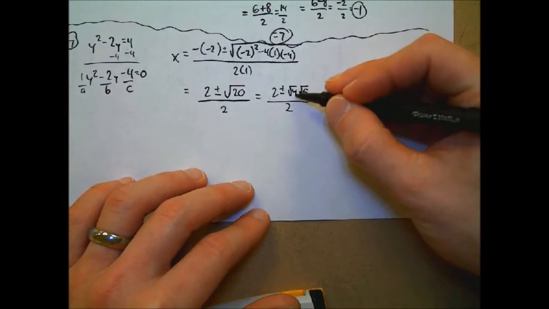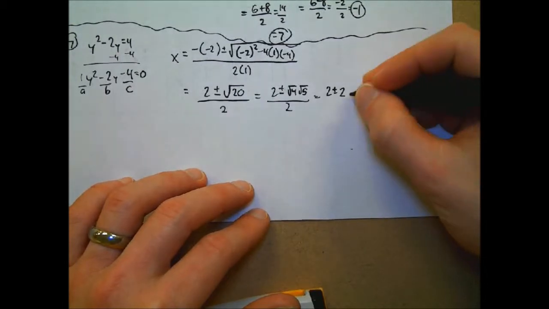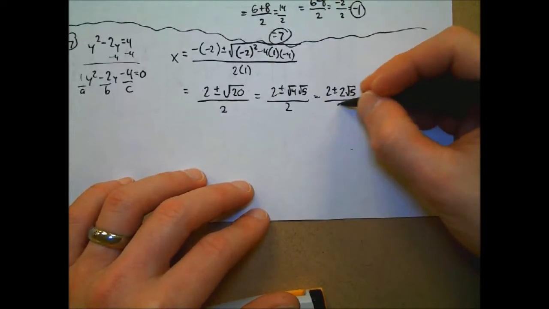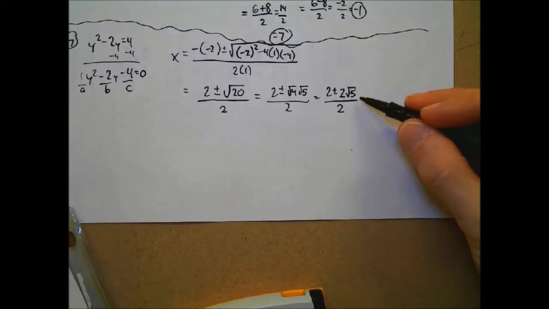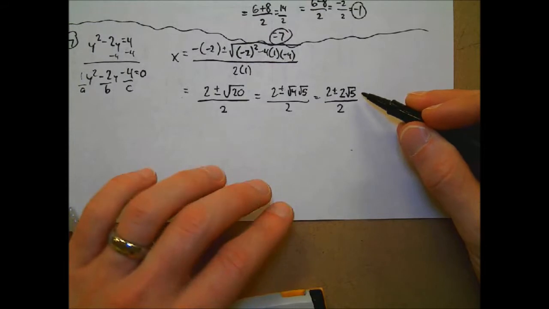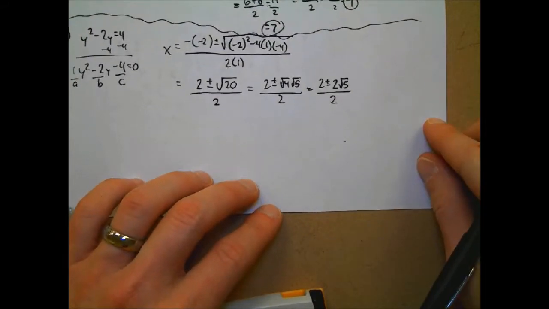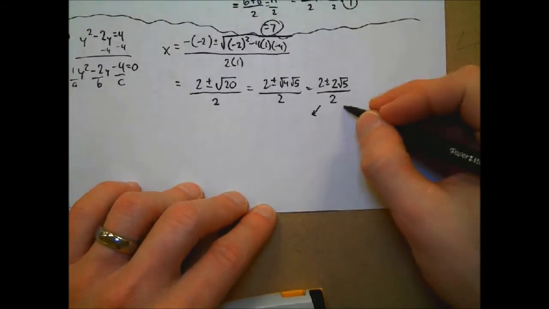All right, now what? Break it up into 2 answers. 2 plus 2 root 5 all over 2. And then 2 minus 2 root 5 all over 2.